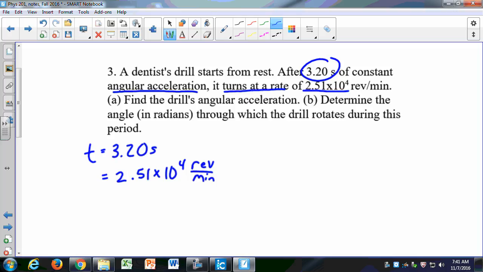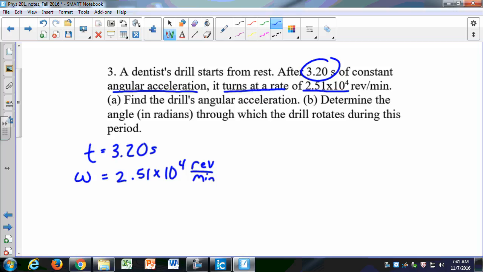Which variable is that? If I have something in revolutions per minute, what is that variable? Remember, we have theta, omega, and alpha. Theta for angular position, omega for angular velocity, and alpha for angular acceleration. So which is this one? It's omega, right? Omega is our angular velocity. Remember, omega is sort of that curly looking w.